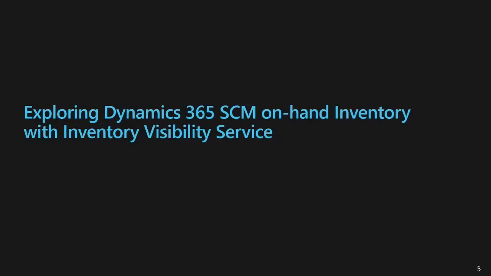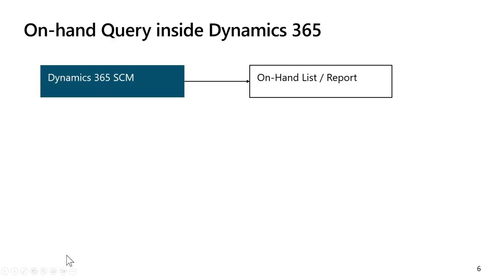Let us begin by exploring the Dynamics 365 supply chain management on-hand inventory data with inventory visibility service. We have the inventory data that is inside Dynamics 365 supply chain management. We can access such data with the on-hand list or report under the inventory management module. This is a typical way of doing it from Dynamics 365 supply chain management. Where you care about the inventory data, you will definitely try it.